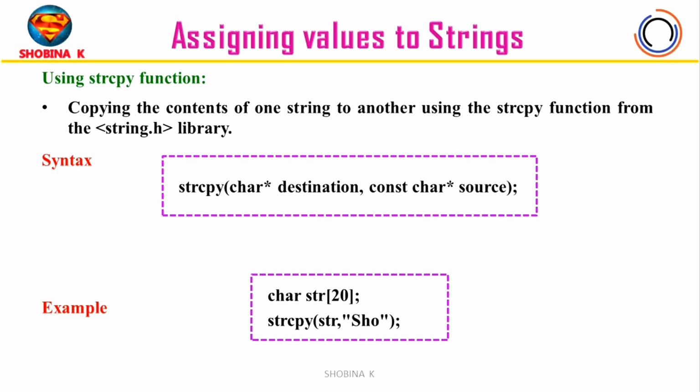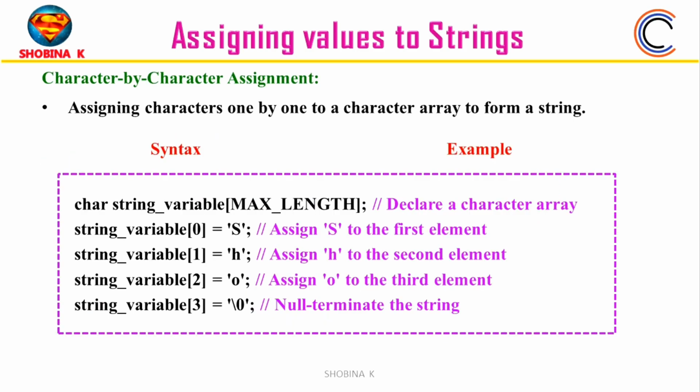Apart from these two methods, we can assign values to the string by assigning each character individually. Look at the syntax. In this method, we are assigning characters individually to the character array and null terminating the string. First, we declared a character array named string variable with a maximum size of max length. And then we individually assign characters s, h, o to the first, second, and third elements of the string variable array respectively. And finally, we assign the null terminator to the fourth element of the string variable array.